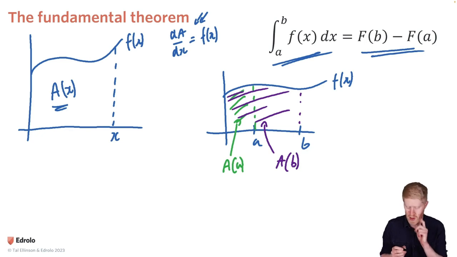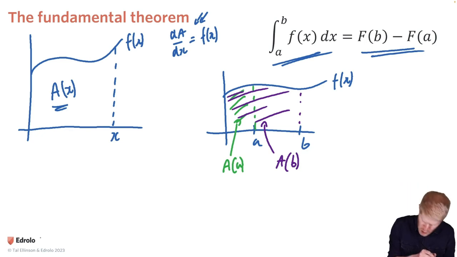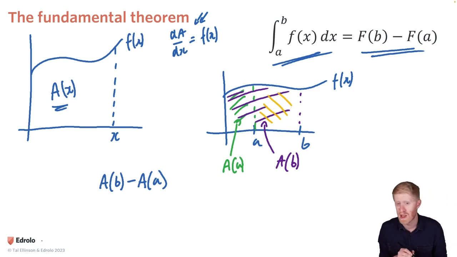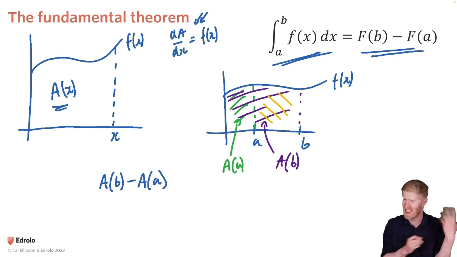And hopefully you can see that if I want the area between a and b, I'm going to have to do A of b minus A of a. That is the area between a and b. Now, I haven't brought in any ideas of integration or anti-differentiation just yet.